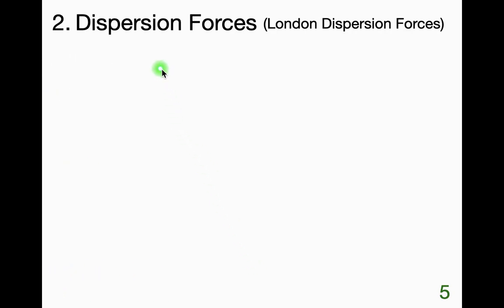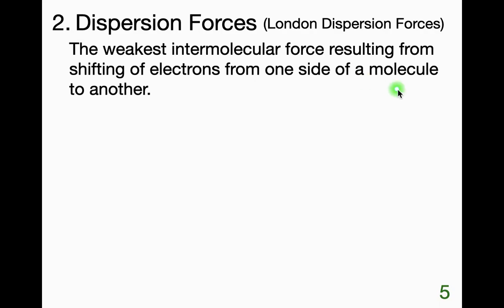Next, dispersion forces, or London dispersion forces. London is a scientist. It's not named after the city. The weakest intermolecular force, resulting from shifting of electrons from one side of a molecule to another. Example, iodine.